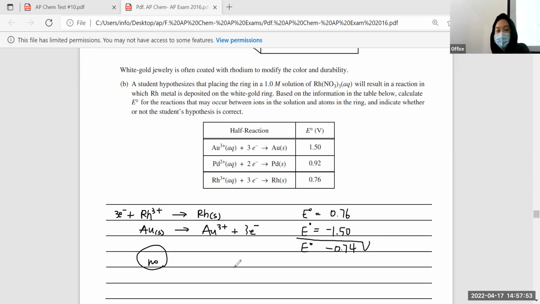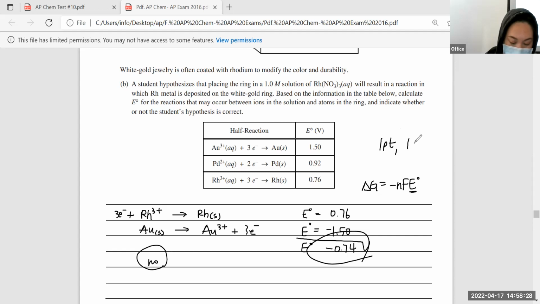Right? Why is it going to work? E cell is negative, meaning that this reaction is not spontaneous. Right? Why? Remember, delta G equals negative nFE. Right? If E is negative, delta G is positive, non-spontaneous. Right? 1 point for finding E. 1 point for saying no and why.